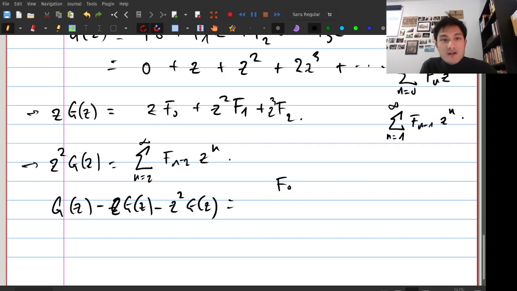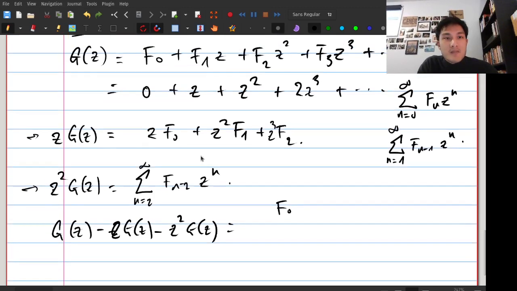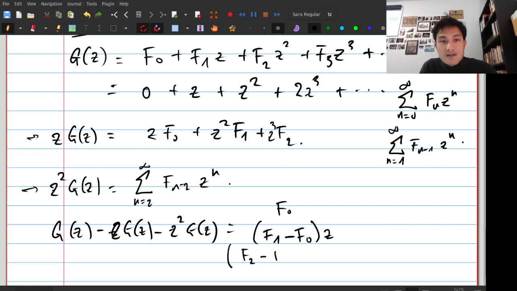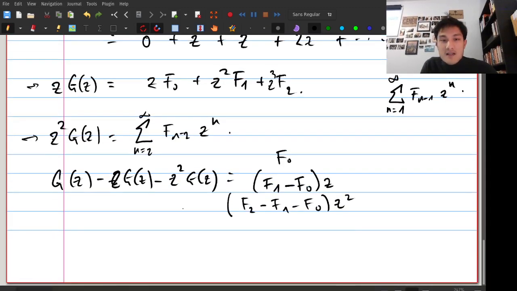For the linear terms, the z part, we have f1 in the first part, and in the second part, from this minus z g(z), we get minus f0. Okay, and that's all times z. And in the third one, we have f2 minus f1 minus f0, times z squared. And you can see that for the rest, it'll be like this. So we have f3 minus f2 minus f1, times z cubed. So it's plus.